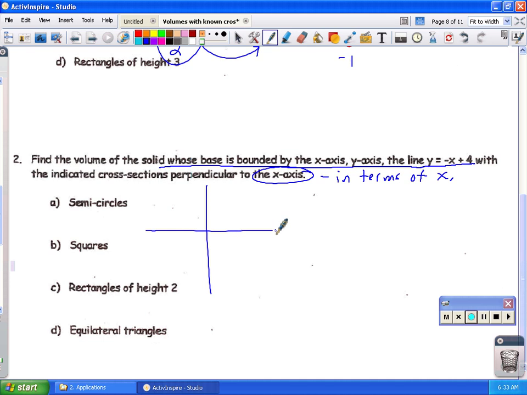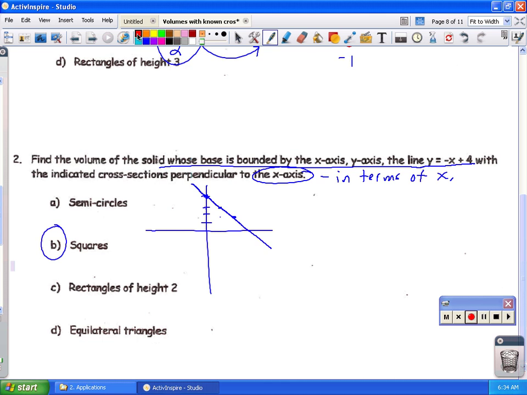So let's see what the base looks like. All right, -x plus 4: 1, 2, 3, 4. Down 1, right 1. Down 1, right 1. And so we have a line that looks like that. And it says we're bounded by the x-axis and the y-axis, so this is kind of like a little triangular plate. Let me pick one that I'm not assigning to you. Let's do 2B. All right, this time we're putting in squares.